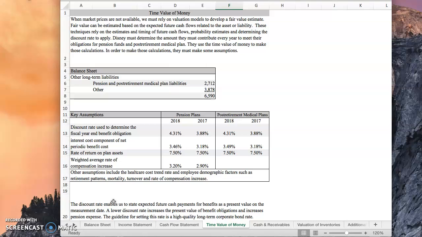And a 1 percentage point increase in the assumed discount rate would decrease total benefit expense and the projected benefit obligation by approximately $229 million and $2.3 billion, respectively.